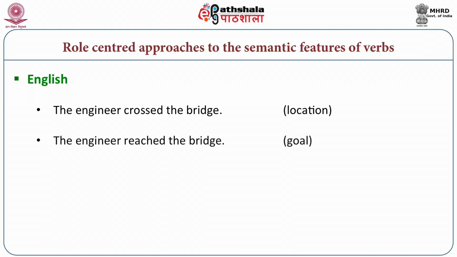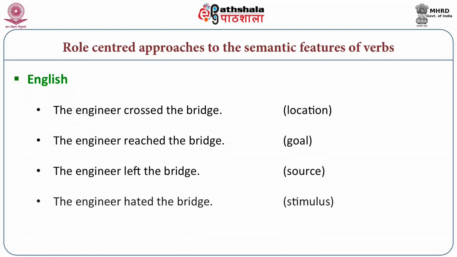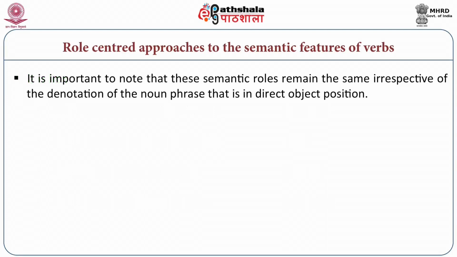The engineer reached the bridge, it is a goal. The engineer left the bridge, it is a source. The engineer hated the bridge, it is a stimulus. These semantic roles determined by the predicate are largely unaffected by the denotation of the noun phrase that is in direct object position. In all cases, there is a reference to a world out there.